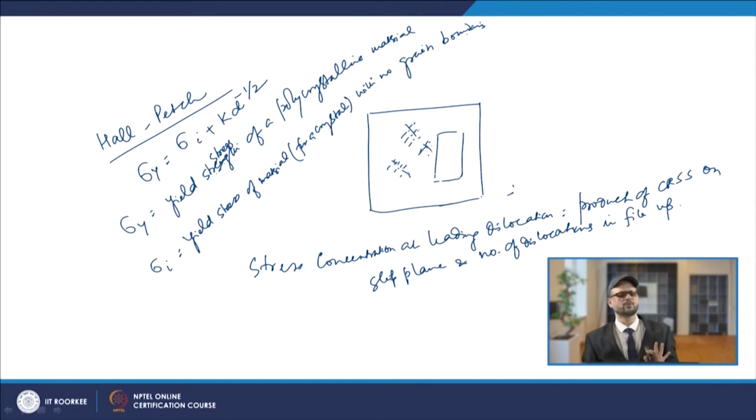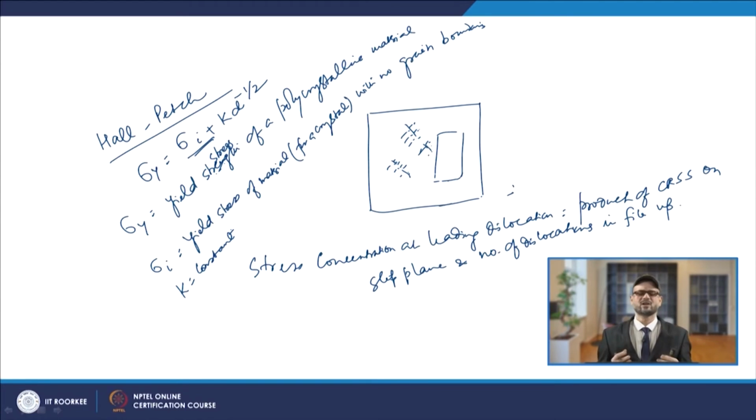So, basically if you see sigma y. When you do not have any grain boundary, you have this sigma i, and when you have more number of grain boundaries, in that case d will be smaller. Now, in that case this value will go on increasing. So, you have another constant k, and this k is known as a constant. From this expression it is quite clear that if the grain size is smaller, in that case the yield strength will be larger.